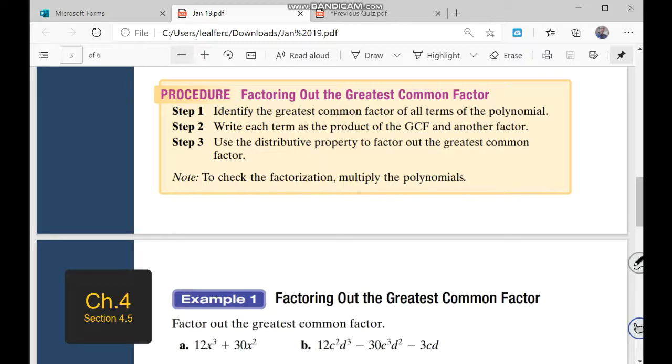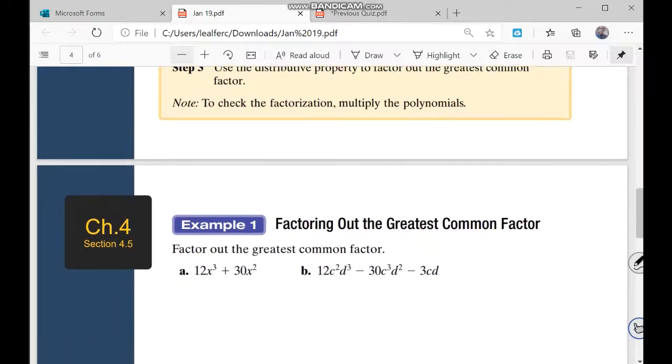So that's what we're going to do. Let's read real quick and then we will work on the examples and get back to the procedure, okay? So real quick, you don't need to understand now. Step 1, identify the greatest common factor of all terms. Step 2, write each term as the product of the greatest common factor and another factor. And step 3, use the distributive property to factor out the greatest common factor. Now I'm going to work on an example and get back to this procedure here, okay?